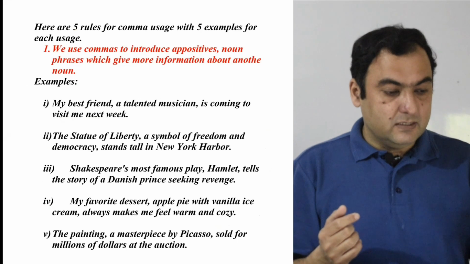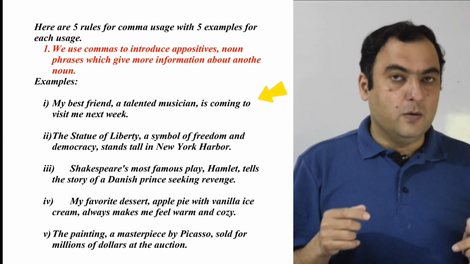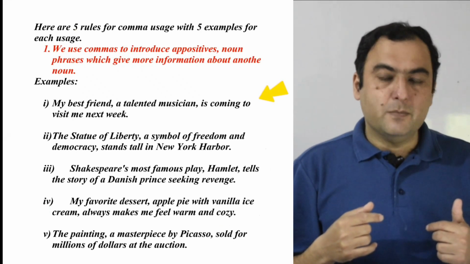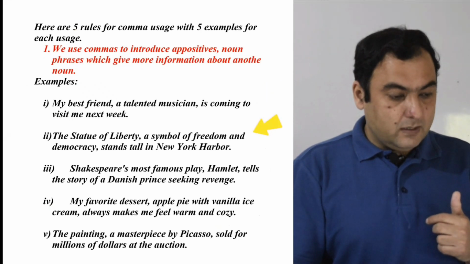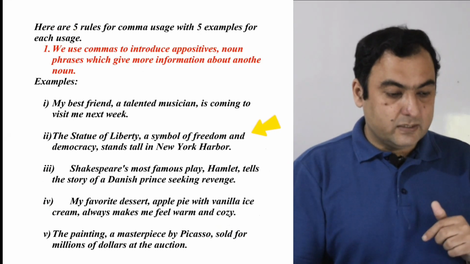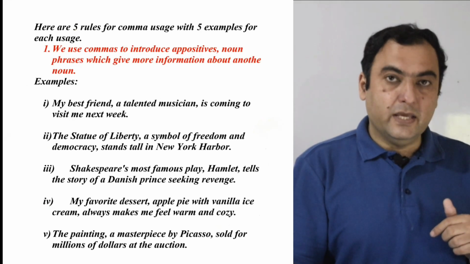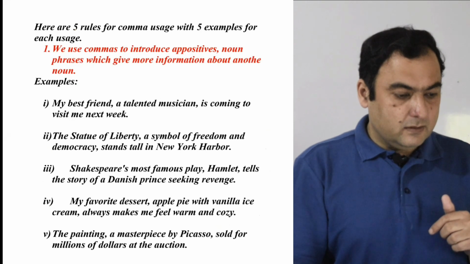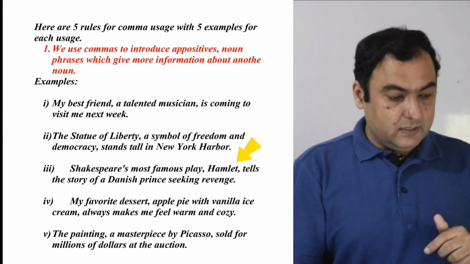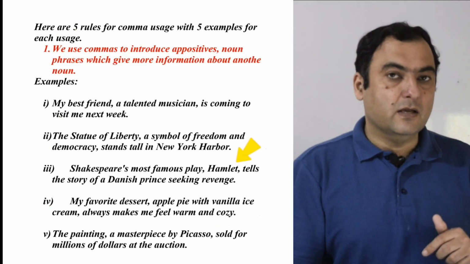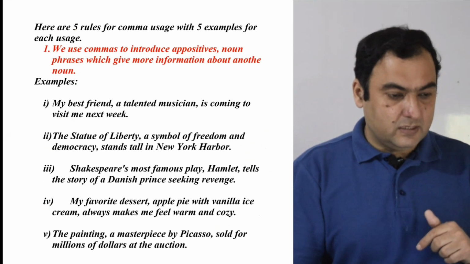So an example sentence is: My best friend, a talented musician, is coming to visit me next week. So you see, a talented musician is the appositive and commas are used to signal that. Another example sentence is: The Statue of Liberty, a symbol of freedom and democracy, stands tall in New York Harbor. The third example sentence is: Shakespeare's most favorite play, Hamlet, tells the story of a Danish prince seeking revenge. So appositives and commas are used to signal the appositives.